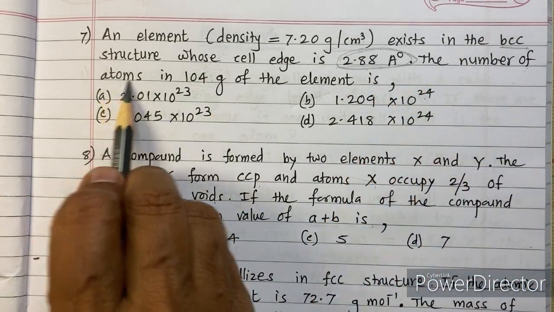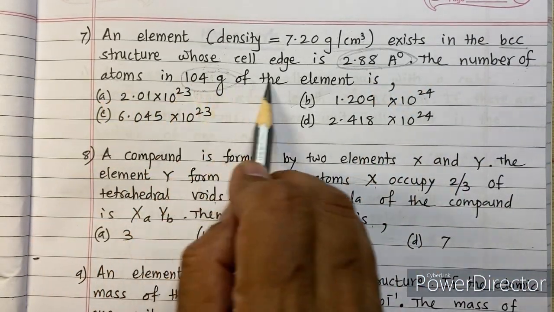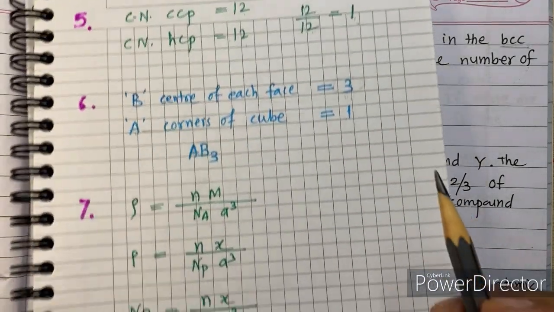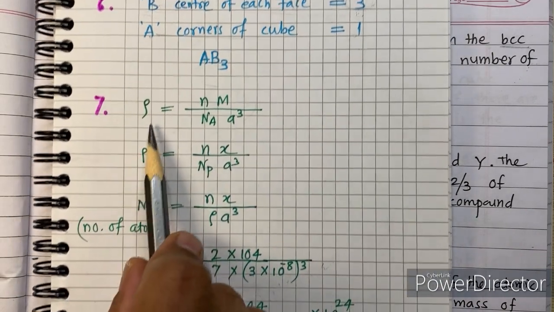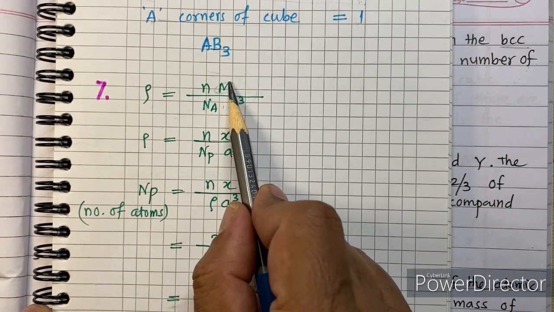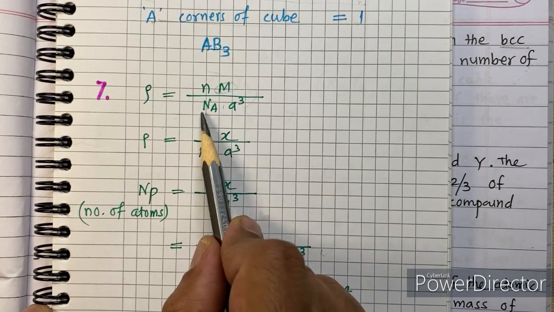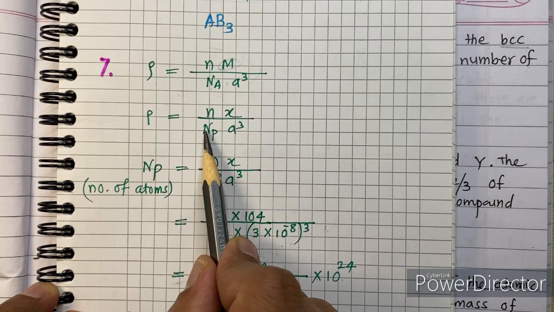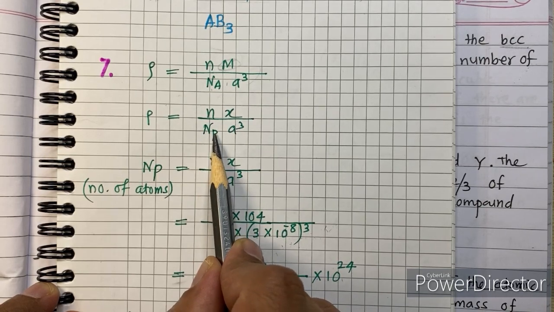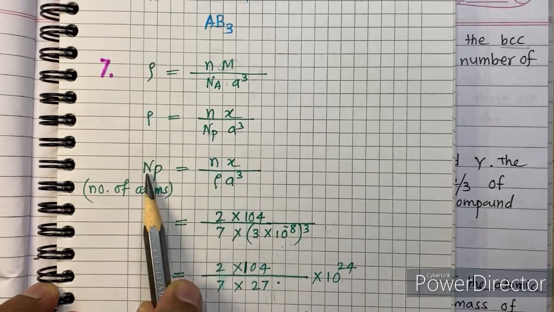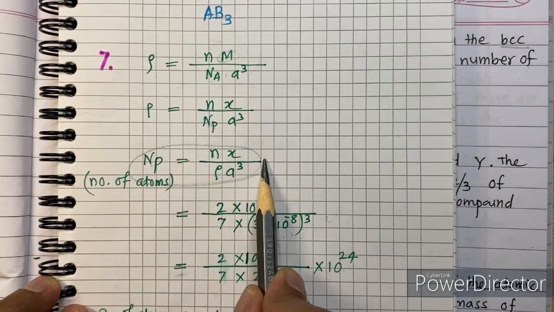The number of atoms in 104 gram of the element is. Here it is not necessary to remember the formula. You know this formula. Here molar mass, that is 1 mole, this much gram contains Avogadro's number of particles. Then x gram contains how much number of particles? Here number of particles, density, therefore use this formula.